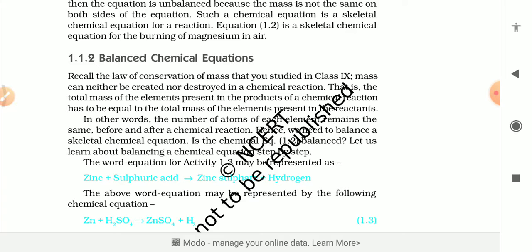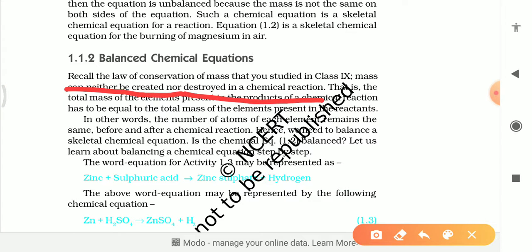Now students, suppose that here, what is the meaning of this law of conservation of mass, and what does it want to say? The total mass of elements present in the products. Here the mass means molecular mass. If we calculate the molecular mass of the reactants and it is equal to the total mass of the products, that's why we can say that mass can be neither created nor destroyed in chemical reactions.